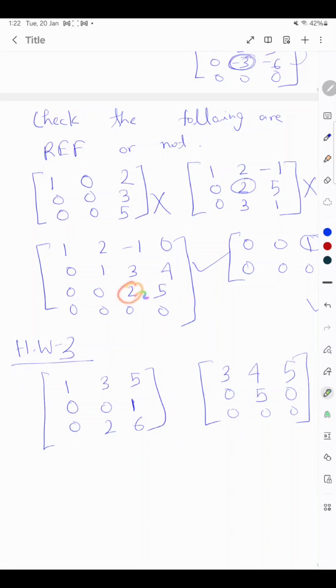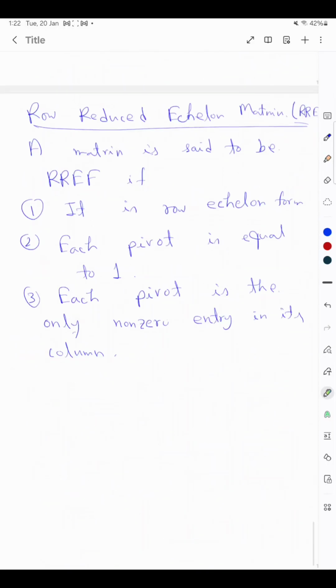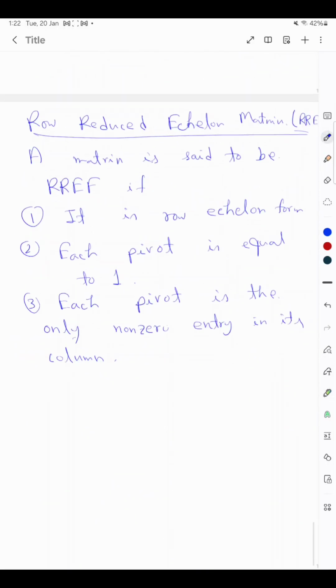This you have to make 1, and then you have to make this element also 0. In this way you have to make this. Anyway, using row elementary operations, they will provide you some matrix. You have to make it into RREF form.